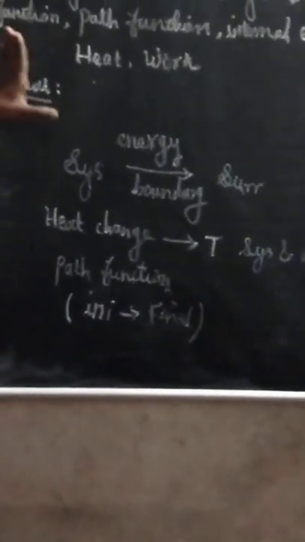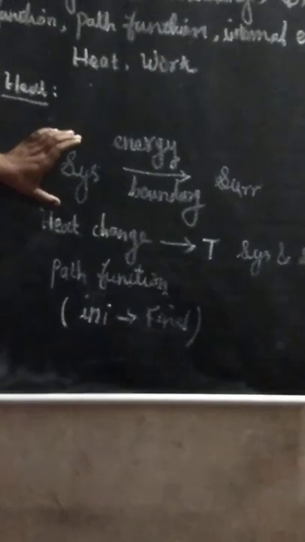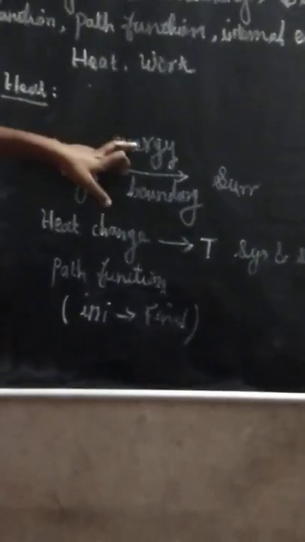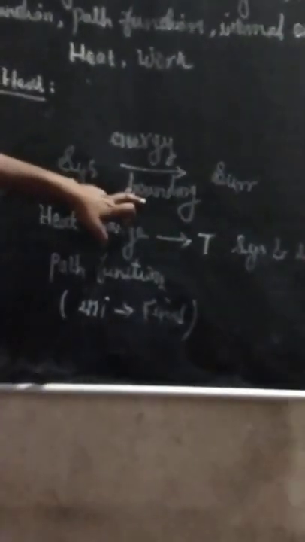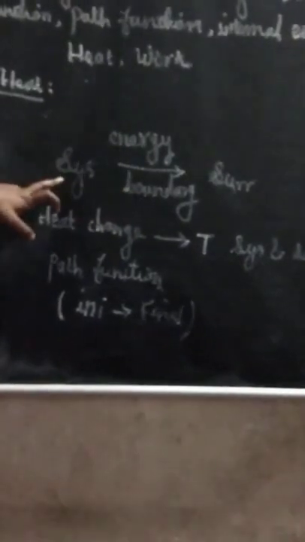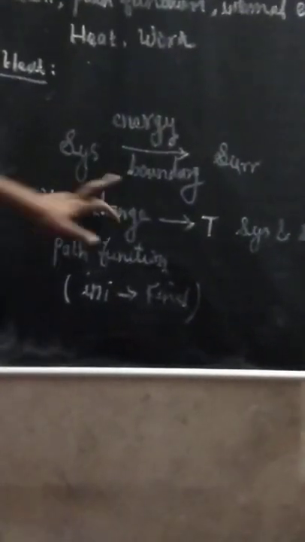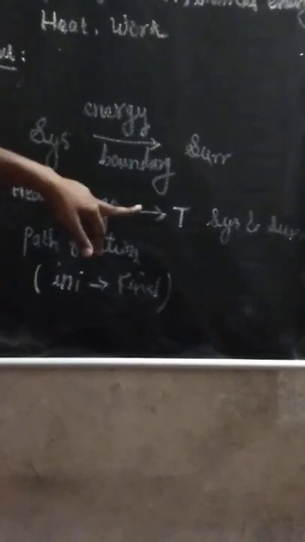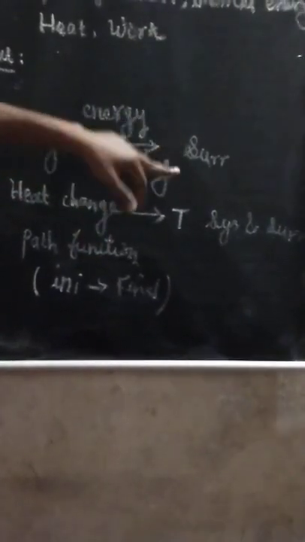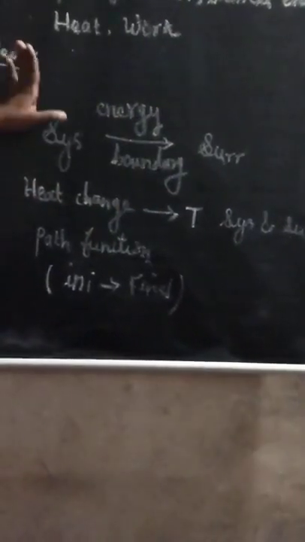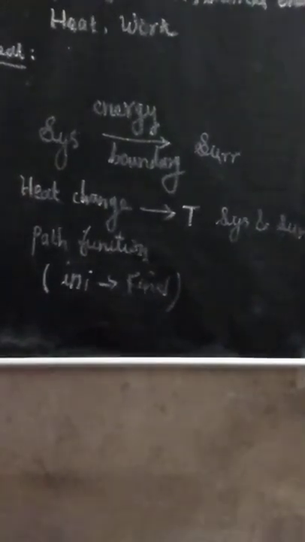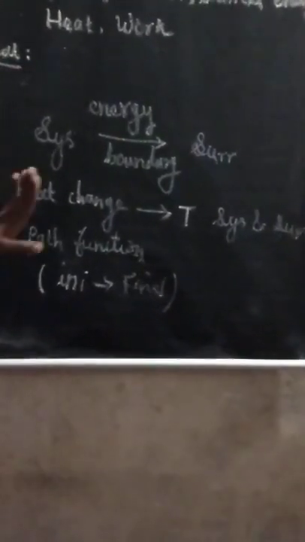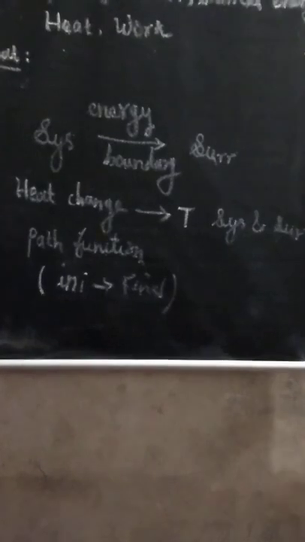So listen, what is meant by heat? Heat is defined as energy across the boundary separating a system from its surroundings. The next, heat change. This heat change leads to temperature difference between system and surroundings. And this heat is a path function. Understand this topic?